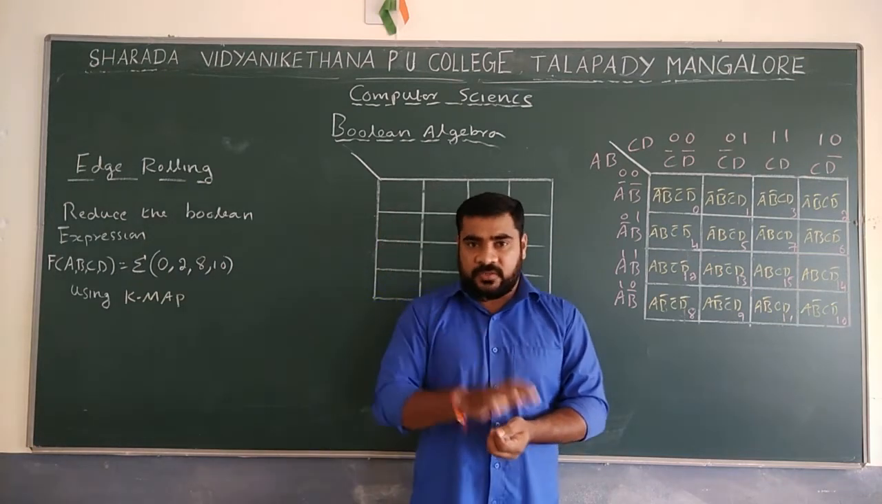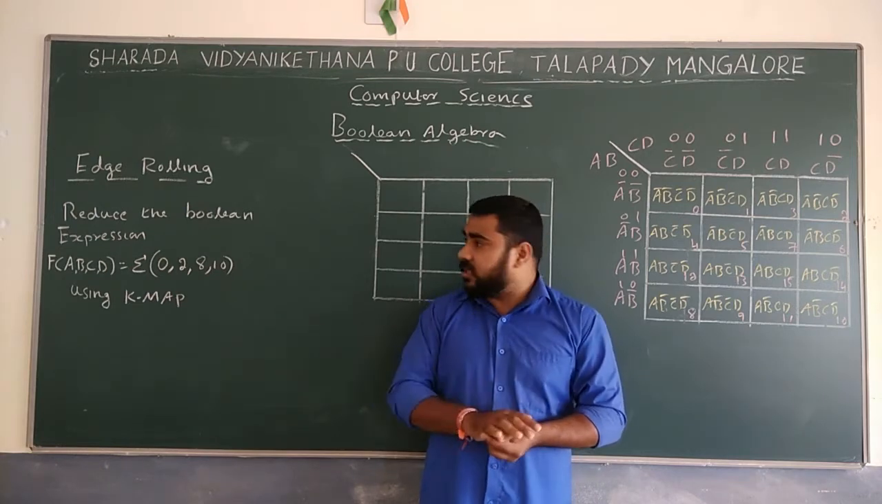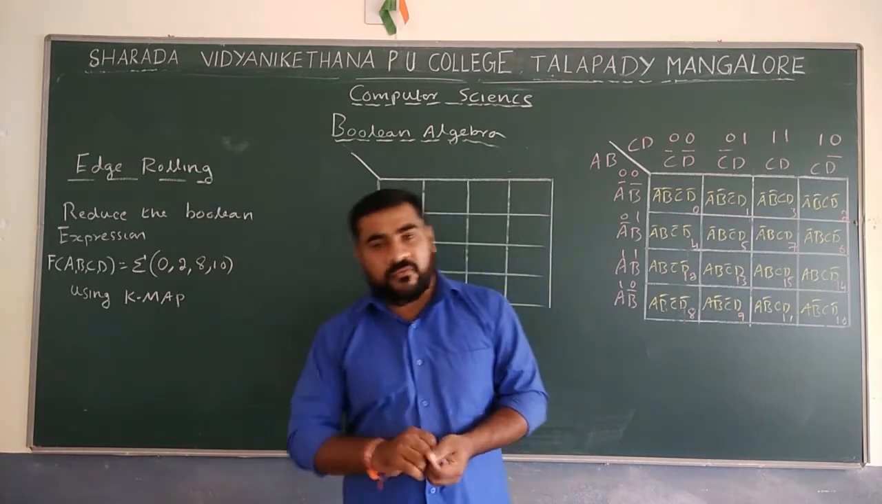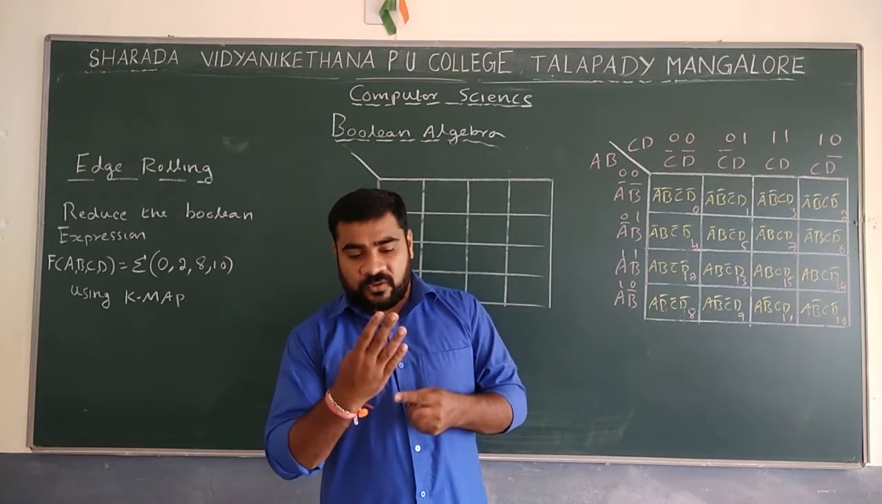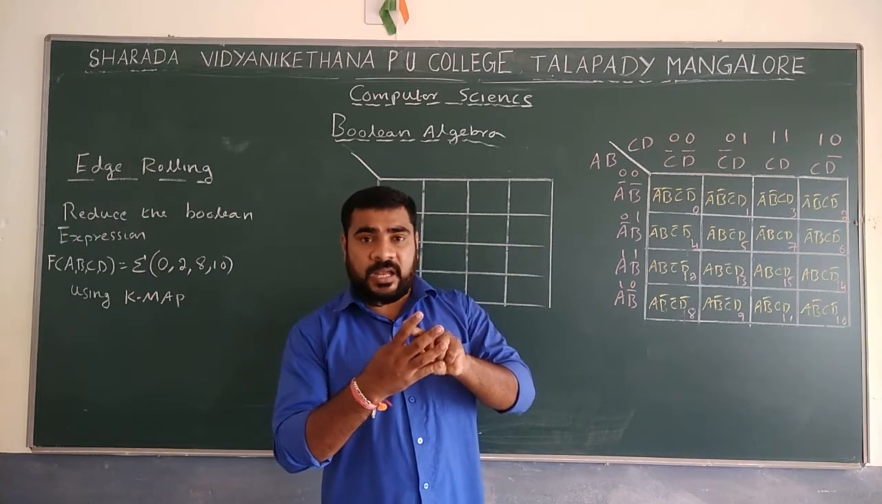So when you are going to reduce this one, what is the first step? Already we discussed the first step. First step, we have to check what is the total number of variables. Here total number of variables is 4. The 4 variables are A, B, C, D. There are a total of 4 variables available.